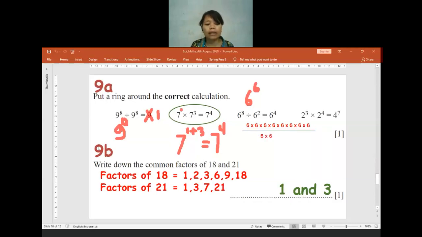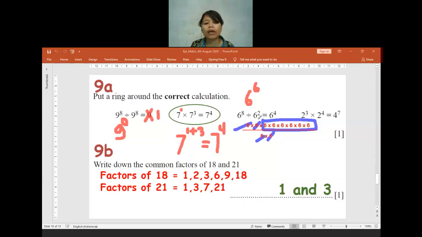And then when we look at this, we can do cancelling the number 6. So 6 and 6 in here we can cancel. Now we can count how many 6 are left over. There are 1, 2, 3, 4, 5, 6. There are 6 number of 6. That's why the answer will be 6 to the power of 6. Or in the easier way, you can directly subtract the power. 8 minus 2, it will be equal to 6.